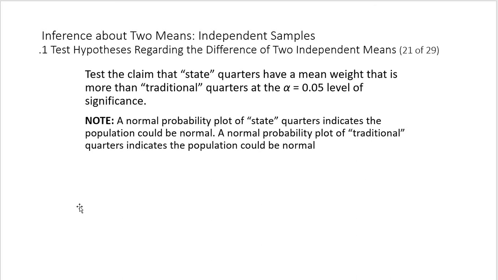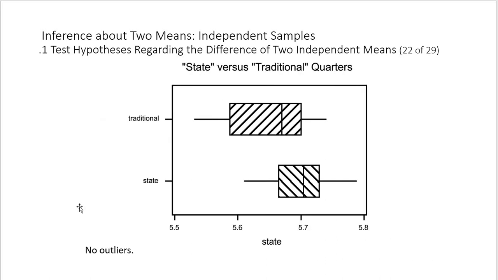The normal probability plot of state quarters indicates that the population could be normal, and the normal probability plot for the traditional quarters indicates that the population could be normal. Look at how the left whisker is approximately similar to the right whisker, indicating that the population is going to be normal for both state and traditional quarters.